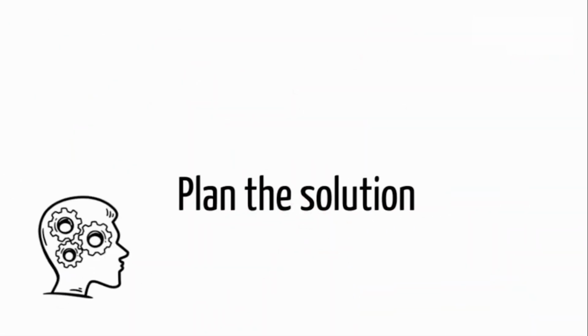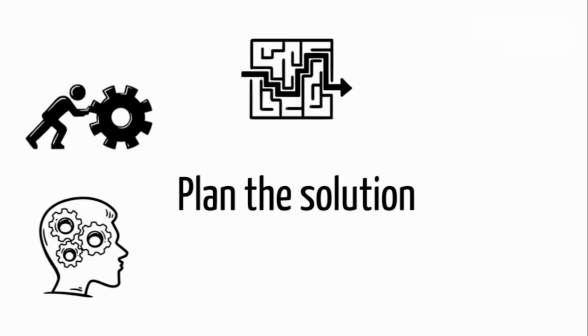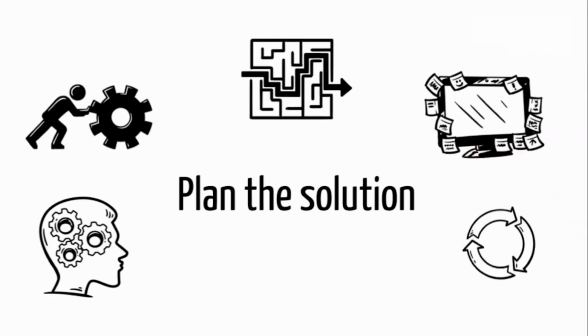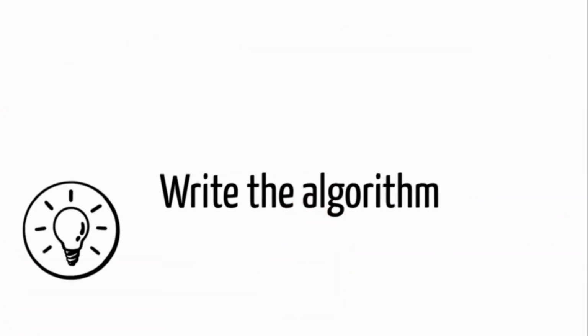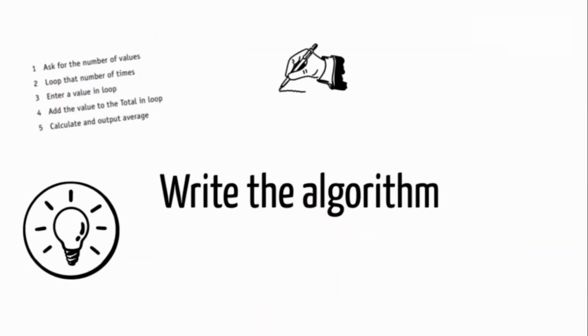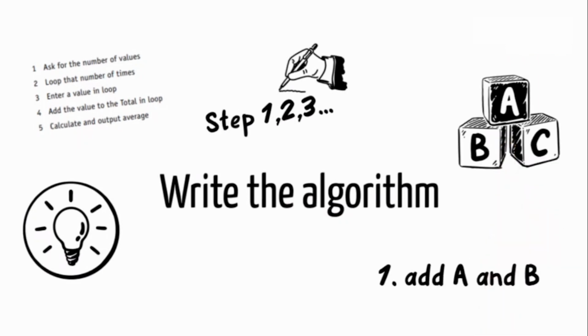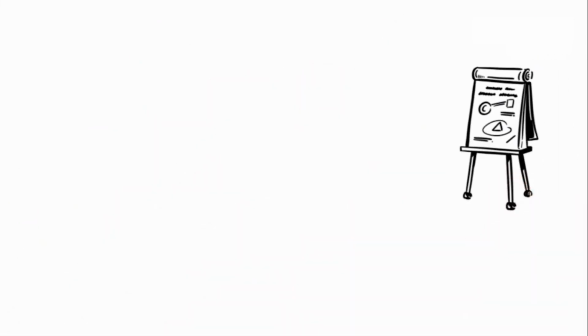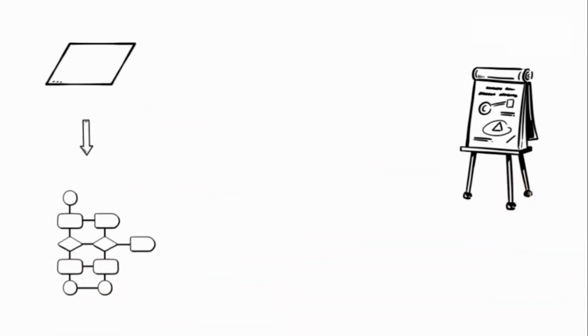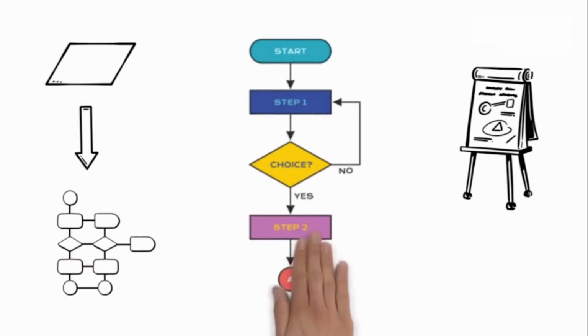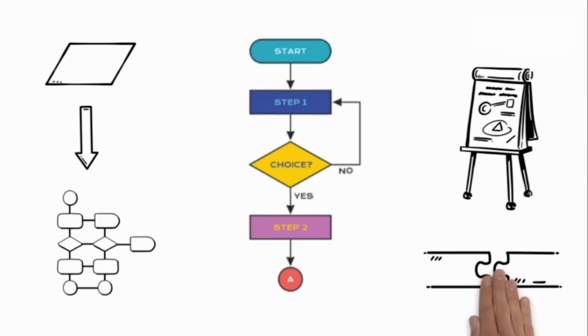2. Plan the solution. Think about the logical steps to solve the problem and organize them in a sequence. 3. Represent the solution with an algorithm. Write down the steps in plain language, keeping it simple and concise. 4. Visualize the solution with a flowchart. Draw shapes, arrows, and labels to represent each step and its connections.